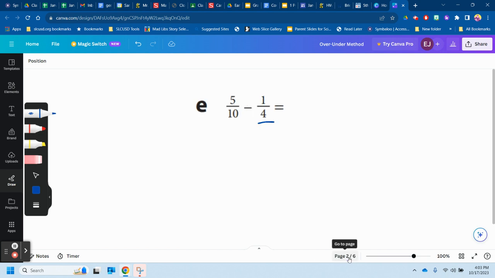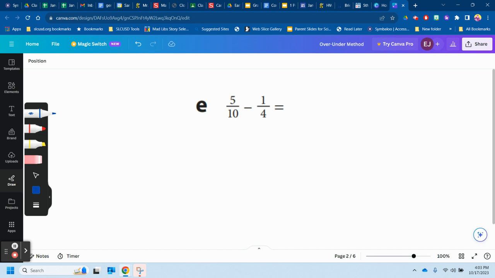So the next one, let's take a look. We have 5/10 minus 1/4. Now this one, the way we like to find a common denominator, and the denominator is how many pieces make one whole. 10 pieces make a whole, 4 pieces make a whole. We want the same size pieces to add together. If we're talking about pieces of pizza, when we're adding them, we want the sizes to be the same. And that's essentially what we're doing.